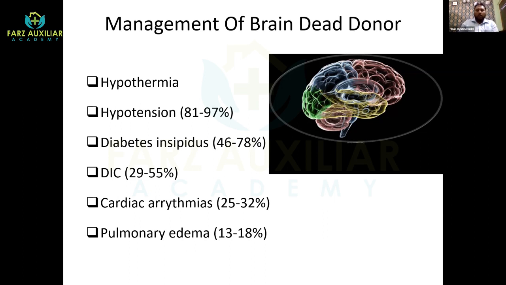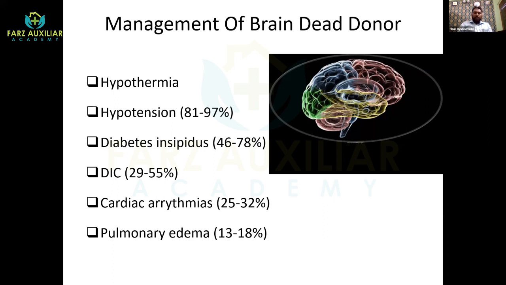Okay. So if I ask you, what is the cause of hypothermia? What do you think? Because of hypothalamic dysfunction, the hypothalamus is gone, so there will be hypothermia. You have to prevent hypothermia. Hypotension is due to loss of sympathetic surge, everything is gone. I have already discussed that the midbrain, pons and medulla are lost, rostral to caudal. So there will be profound hypotension, and you have to correct it.